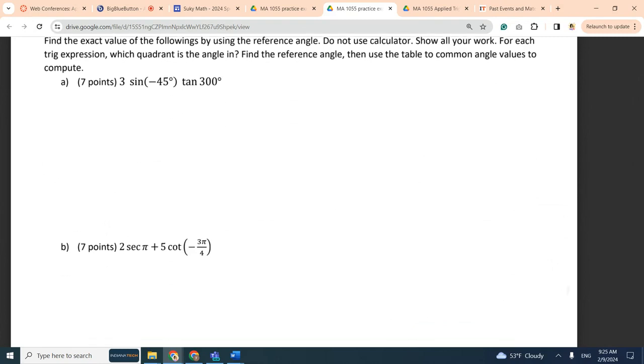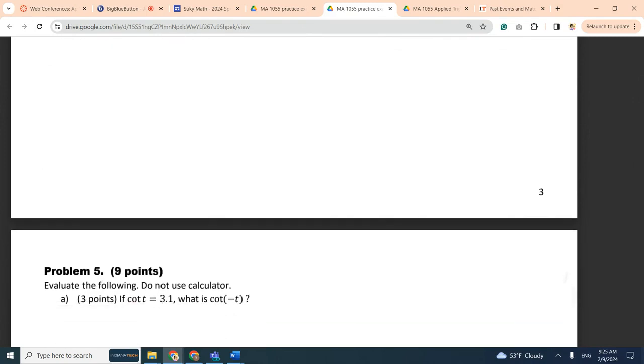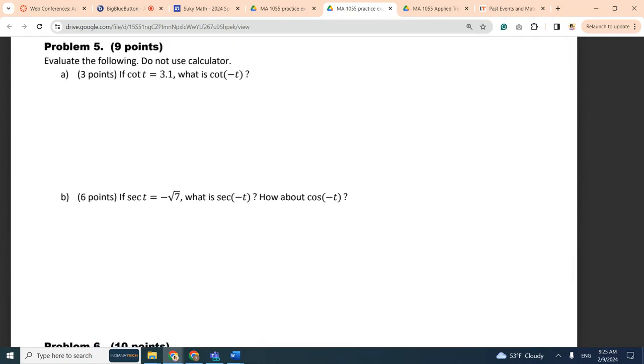So show all your work. This is like 3 steps. That's why it has 7 points. I expect you to show a lot of work. Okay, this one is the negative angles. Who are hungry and eat the negative sign?